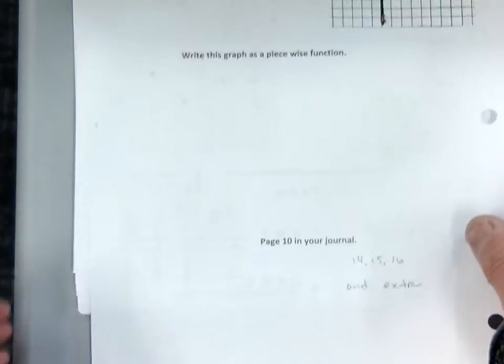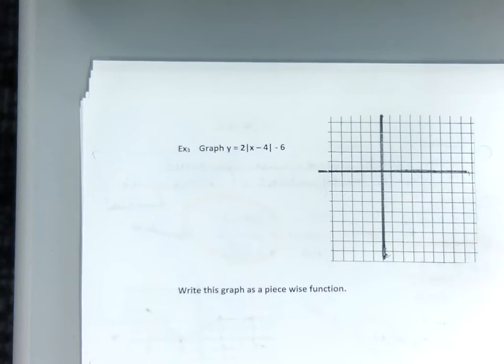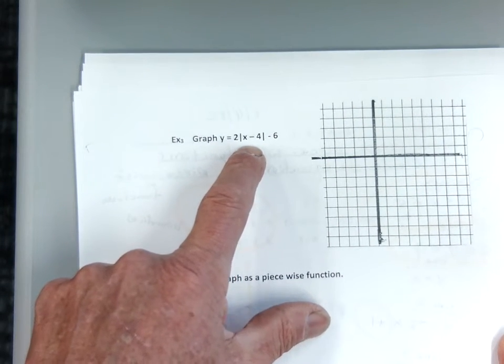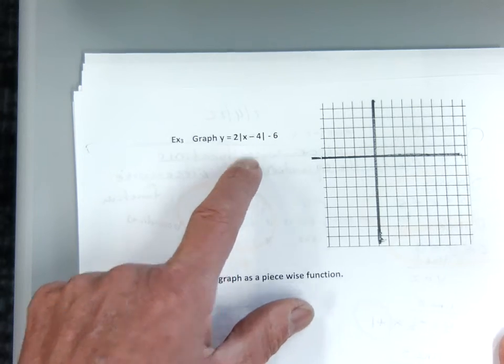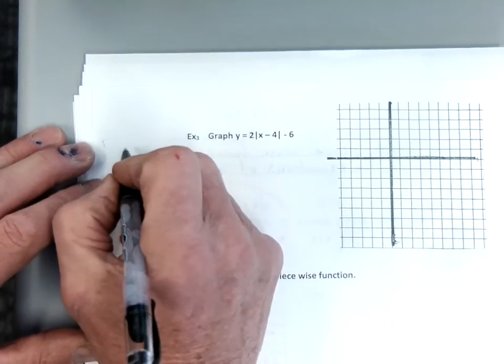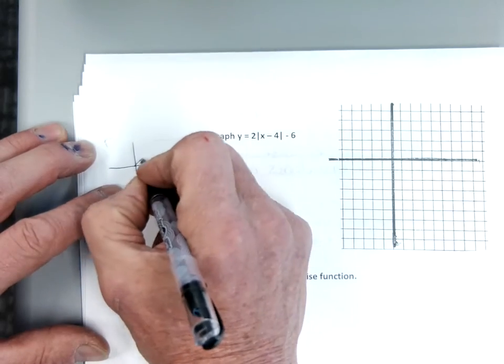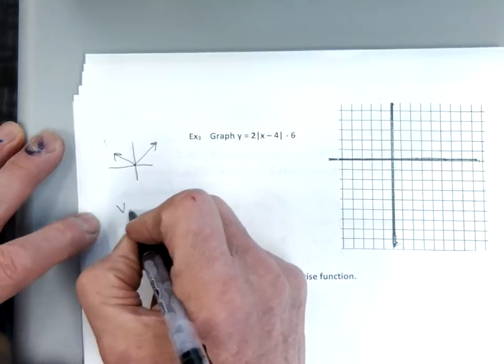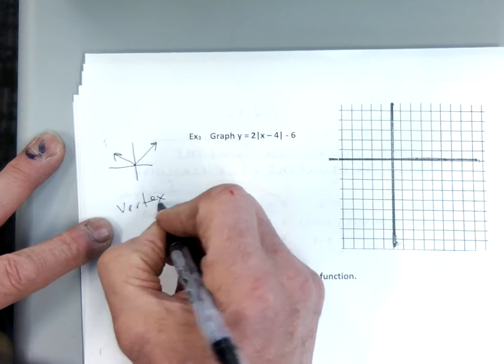All right. Now, let's graph this. It's an absolute value, right? So an absolute value graph is a V, right? So let's find the vertex first.